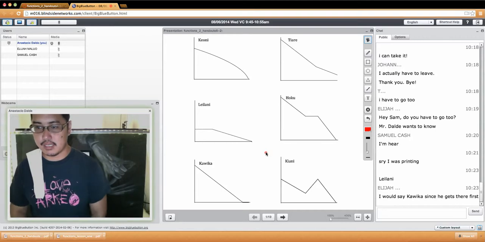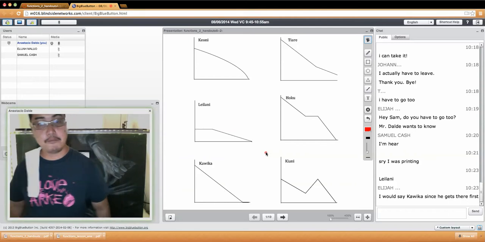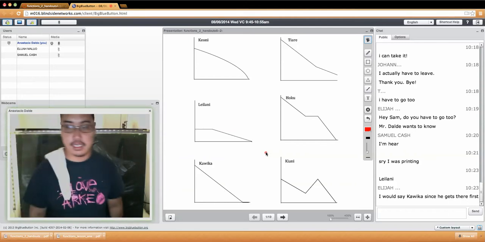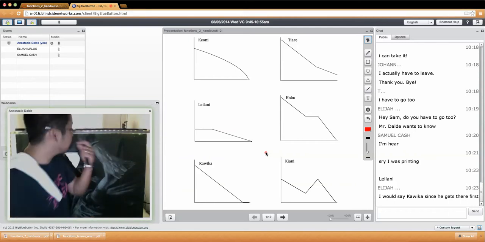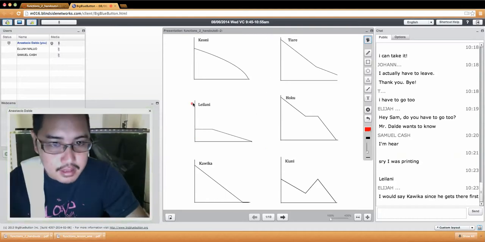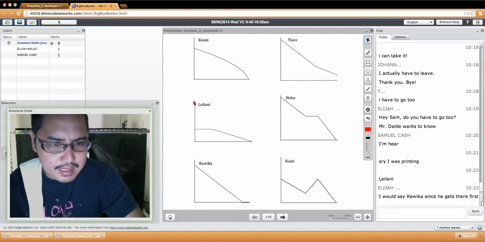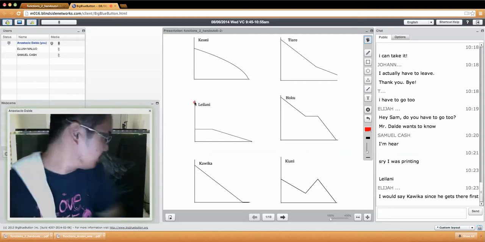Leilani, I would say Kavika, since he gets there first. I would say Sam's right. It's Leilani, because the y-axis represents the distance, right? The vertical axis represents the distance you are away. Let me draw that up on the board.